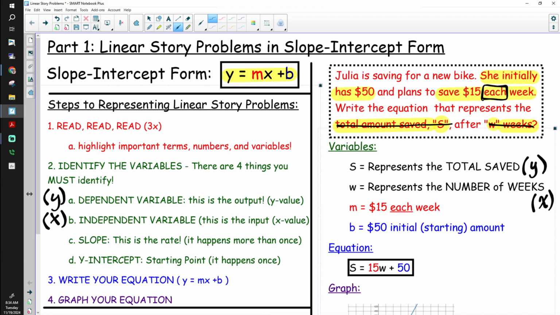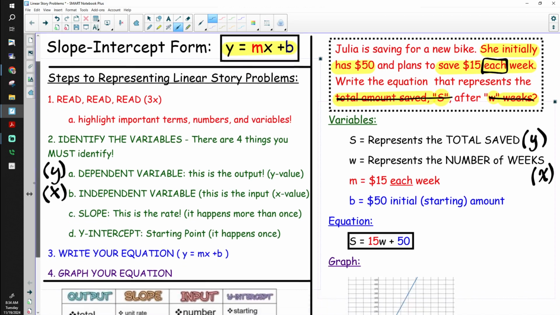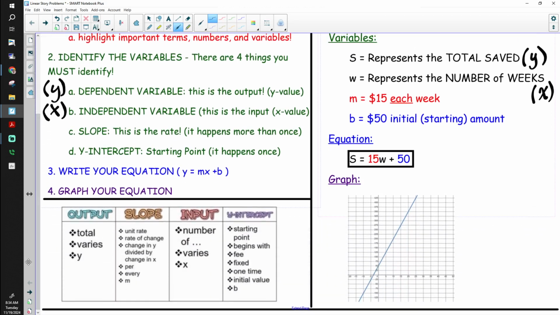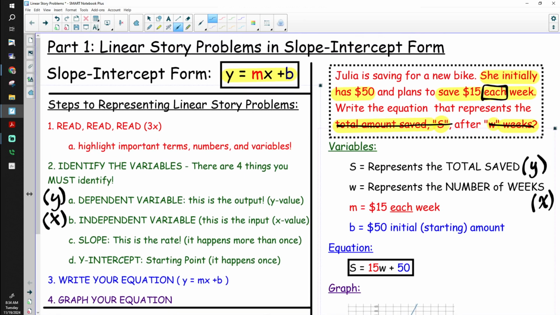And now all we have left is the b value. The b value, our y-intercept, is where the graph starts. The beginning amount. Initial. Okay, here, start, initial. Again, if you scroll down, they have lots of keywords to help you look out for. Starting point, begins with, fee, fixed, one time, initial value, B value. Those all mean that number will represent the B. Here our keyword is initial. She initially had 50. That tells us our B value is 50.